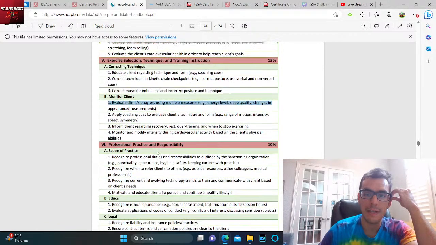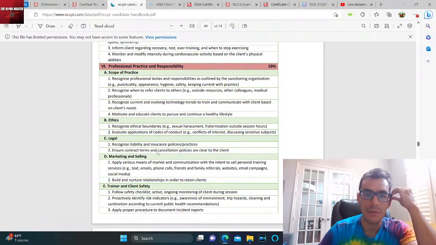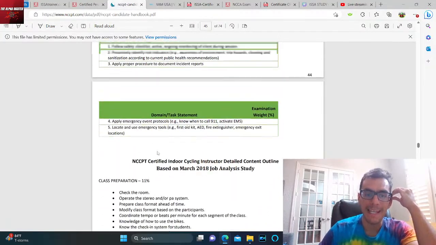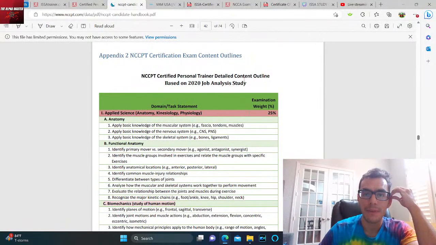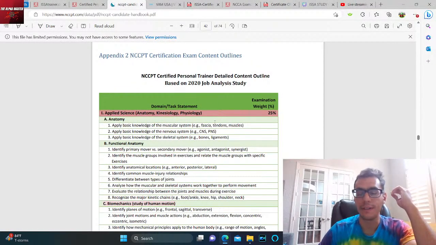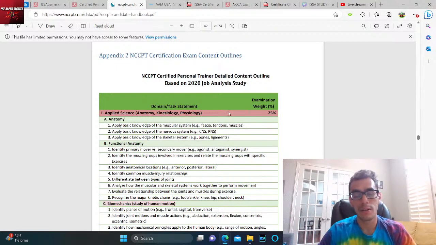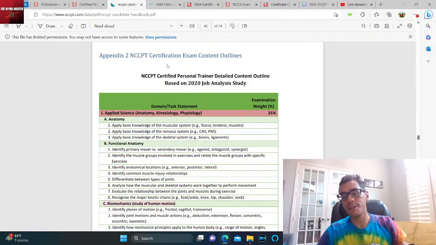Coordinate and monitor client. So definitely we have scope of practice. Like every piece of information for each chapter, it builds up to all of the outline for the NCCPT Certified Personal Trainer accredited exam. So we're almost done. I mean, we are halfway there. I believe in three more sessions we are gonna be able to finish it all.